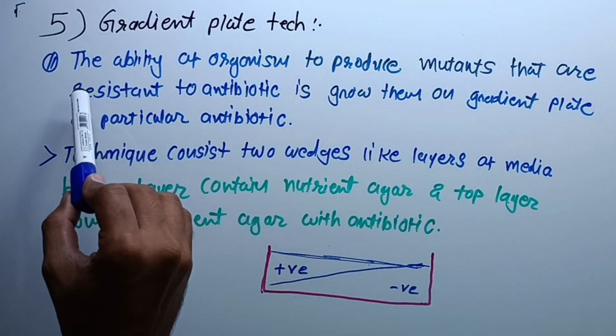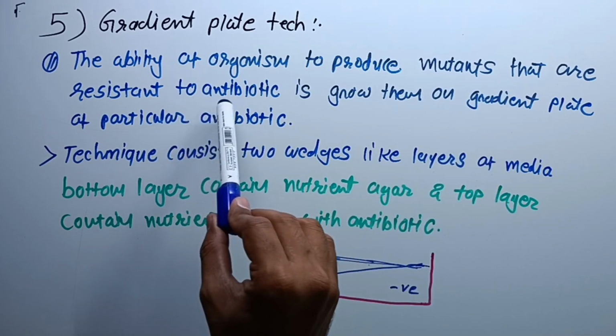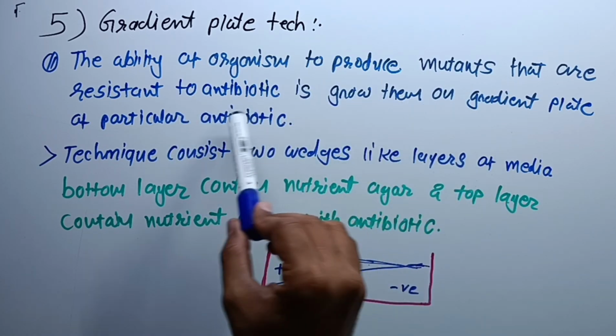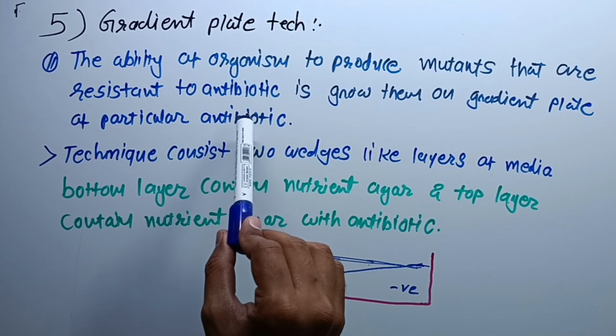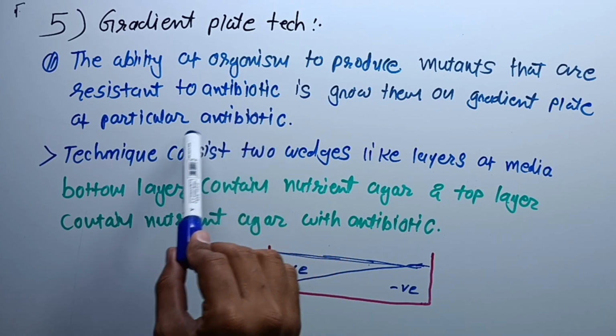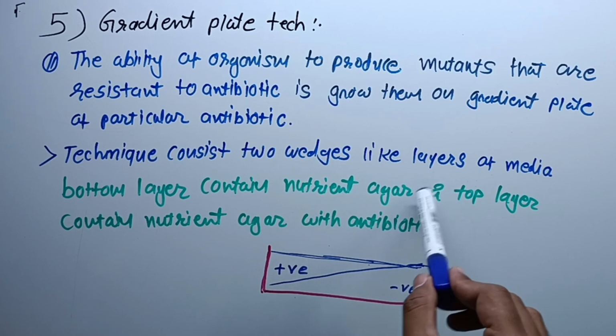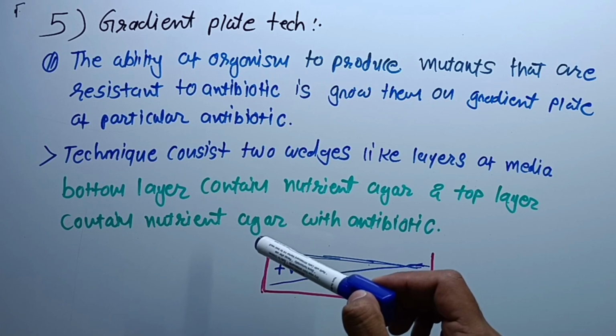The basic principle of this technique is the ability of an organism to produce mutants that are resistant to an antibiotic, by growing them on a gradient plate of a particular antibiotic. So this is the technique for finding resistant organisms. Generally we call it an antimicrobial resistance technique. The technique consists of two layers, as we discussed: the top layer has antibiotic and the bottom layer doesn't. We'll go into further detail next.